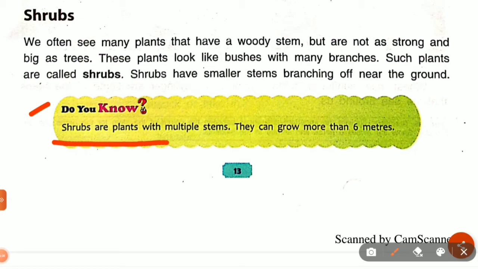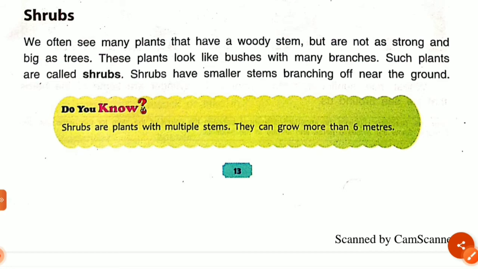Shrubs are plants with multiple stems. They can grow more than 6 meters. Wow. See, shrubs can also grow more than 6 meters with multiple stems. Okay. All right. So next, go to the next page.